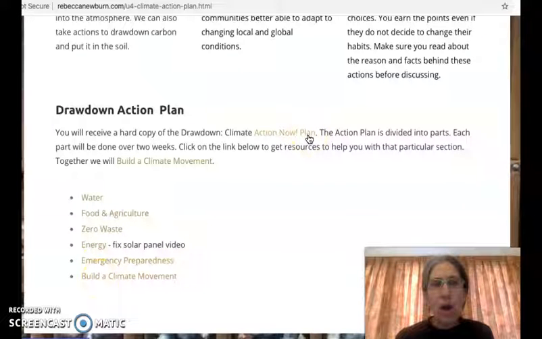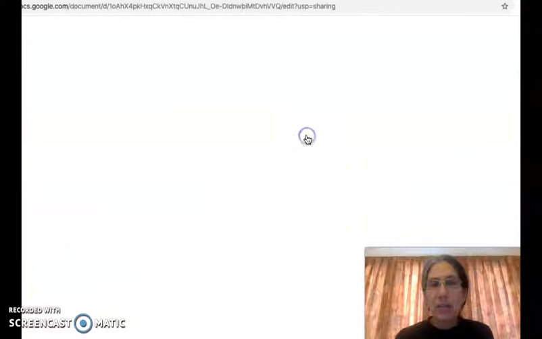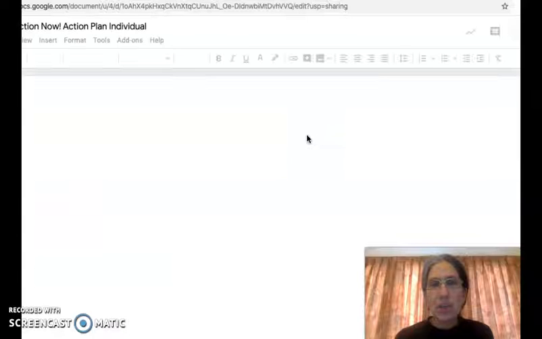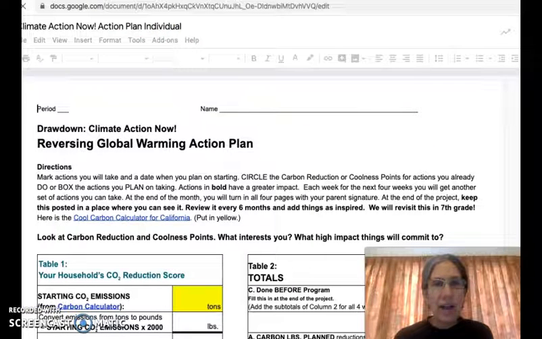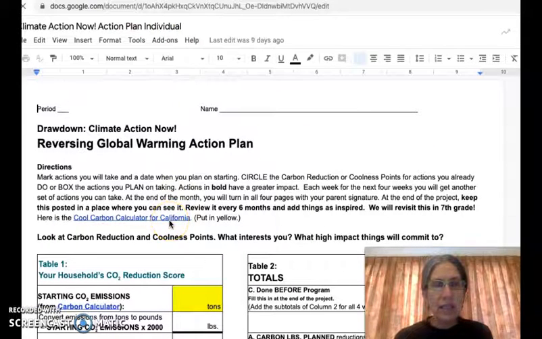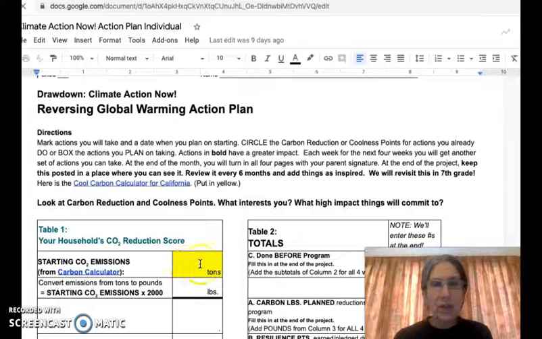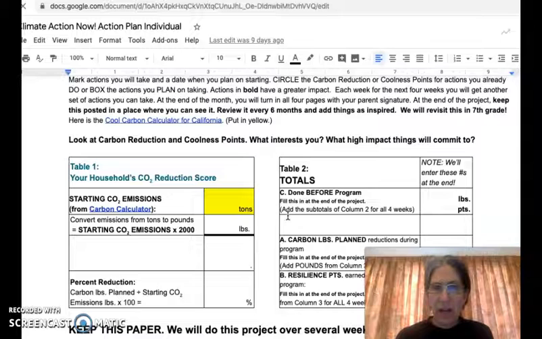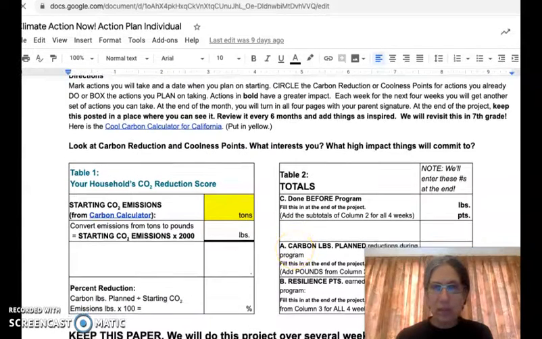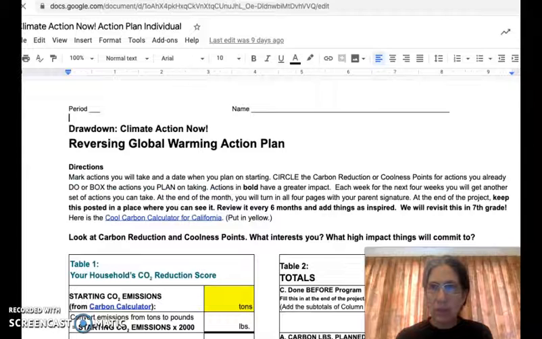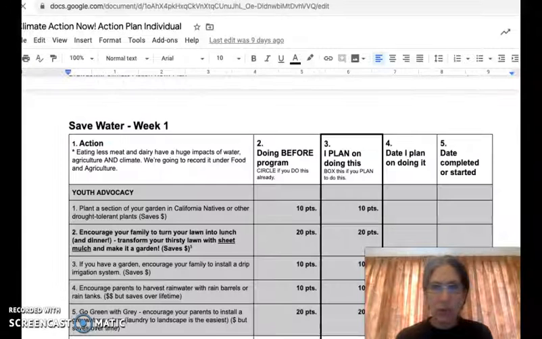I'm going to walk you through the climate action plan, just to show you what's there. This is a calculator that they have to do. They take that carbon calculator and get their initial data, and then we revisit at the end when we're done. Let's see, for some reason this is not scrolling. Come on. Scroll. Oh, I'm buffering.